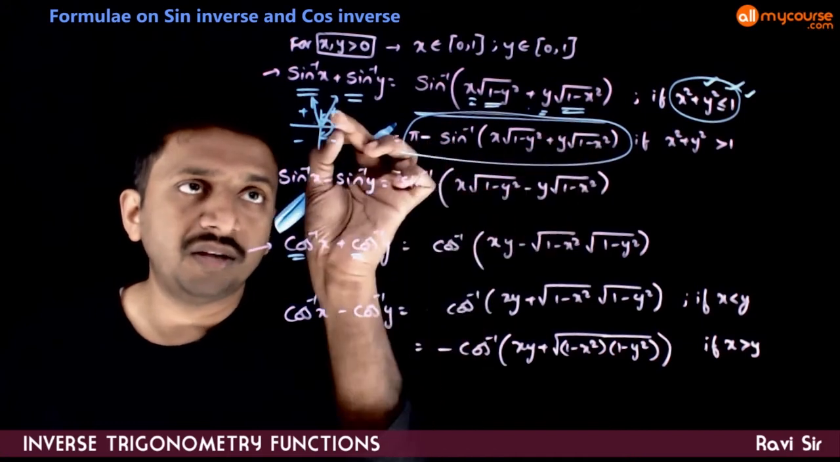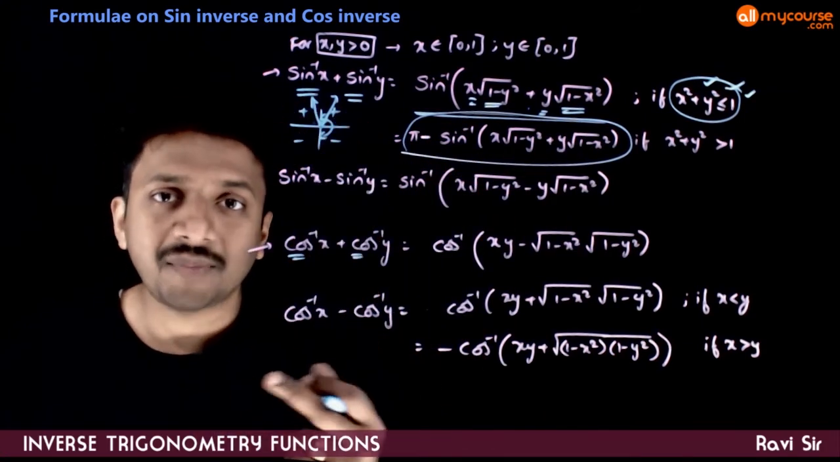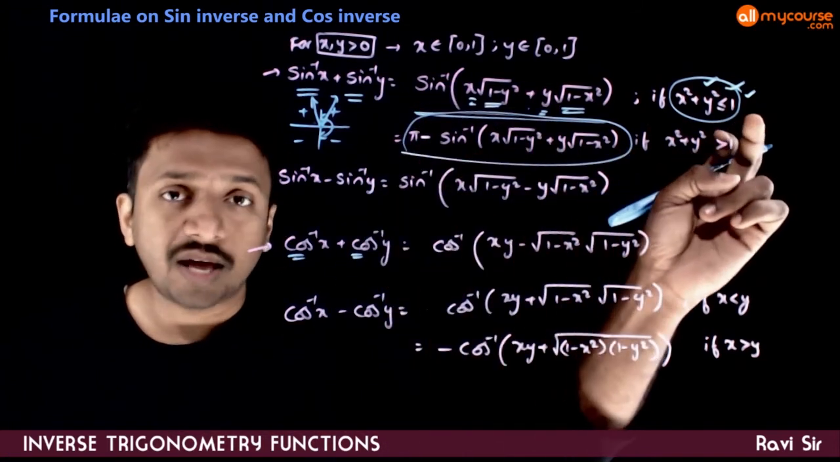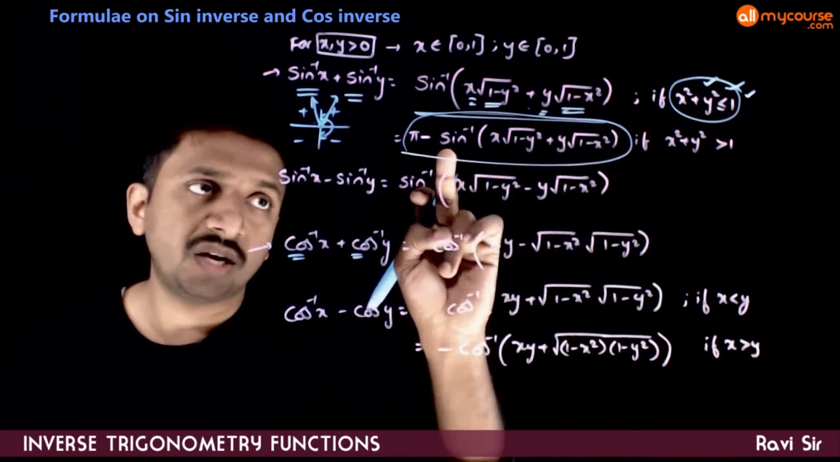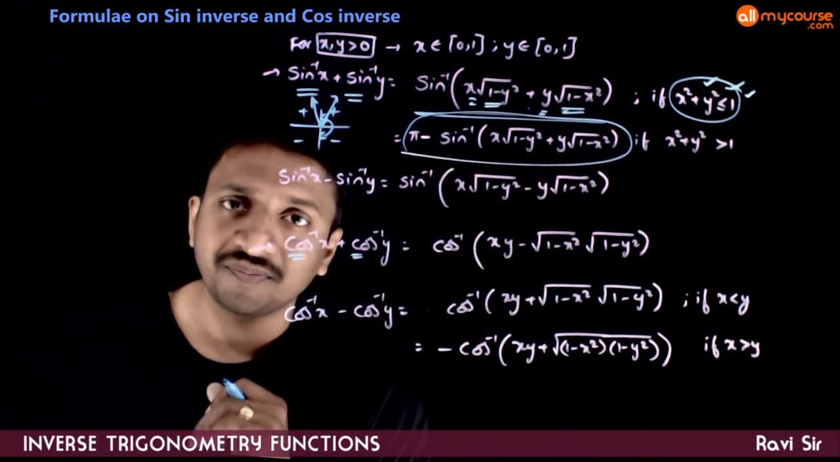This formula will give you this angle. So from this angle, how do you get this angle? Pi minus theta. So if x square plus y square is less than or equal to 1, use the direct formula; if greater than 1, pi minus the formula is the answer.